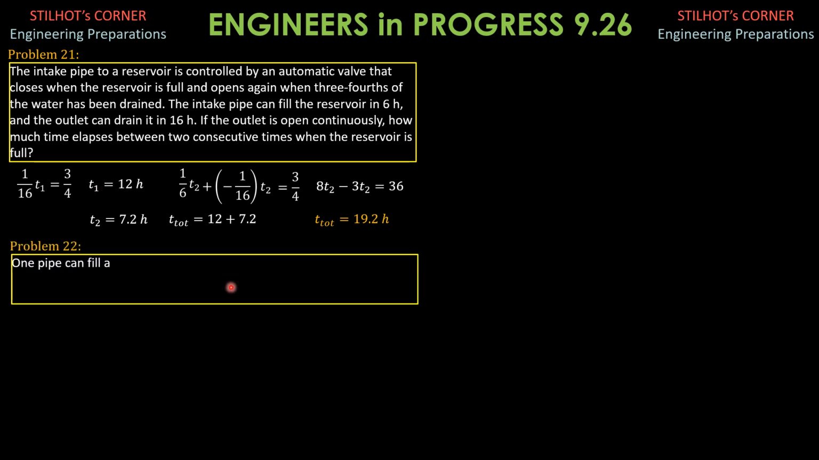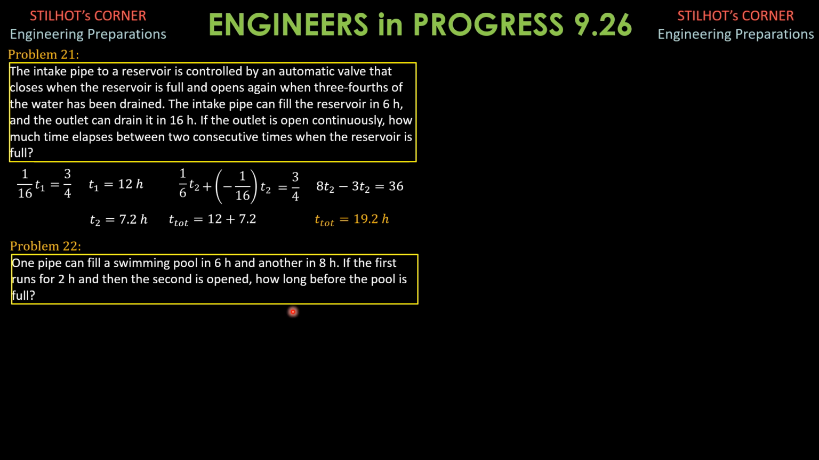Problem 22. One pipe can fill a swimming pool in 6 hours and another in 8 hours. If the first runs for 2 hours and then the second is opened, how long before the pool is full?